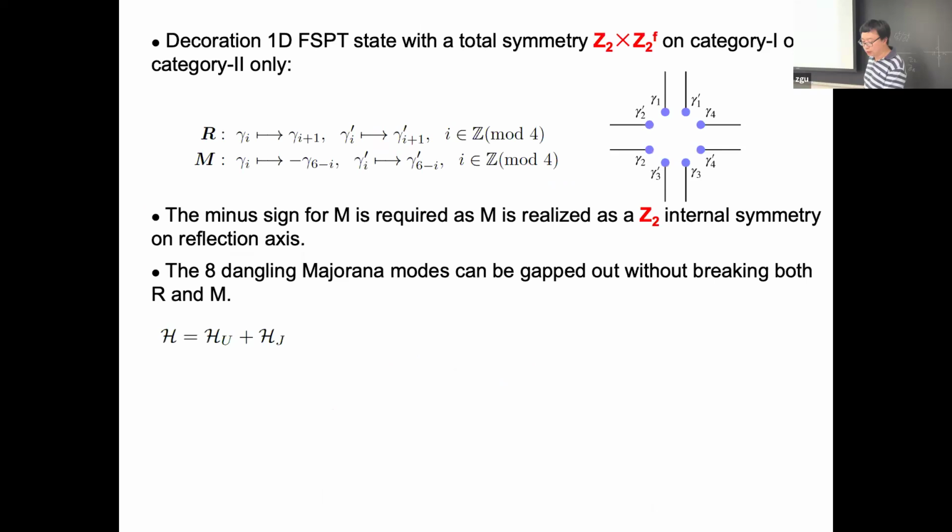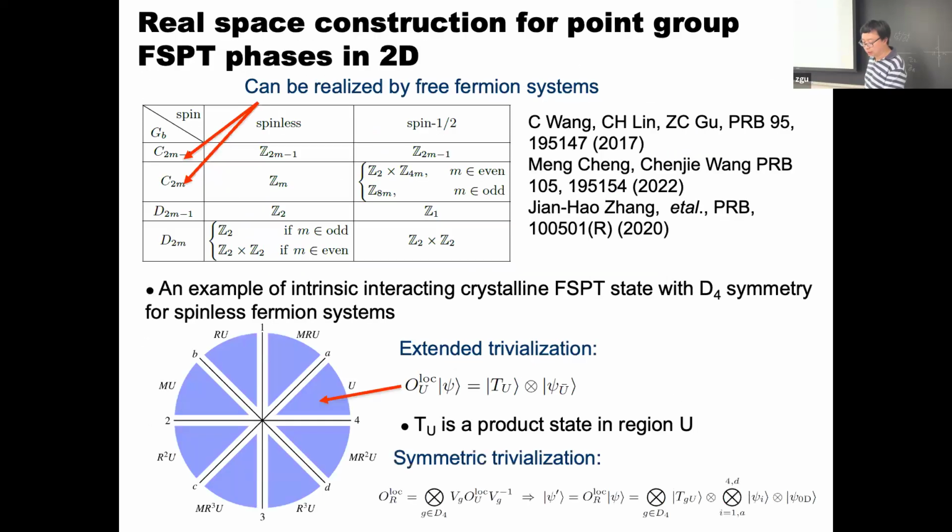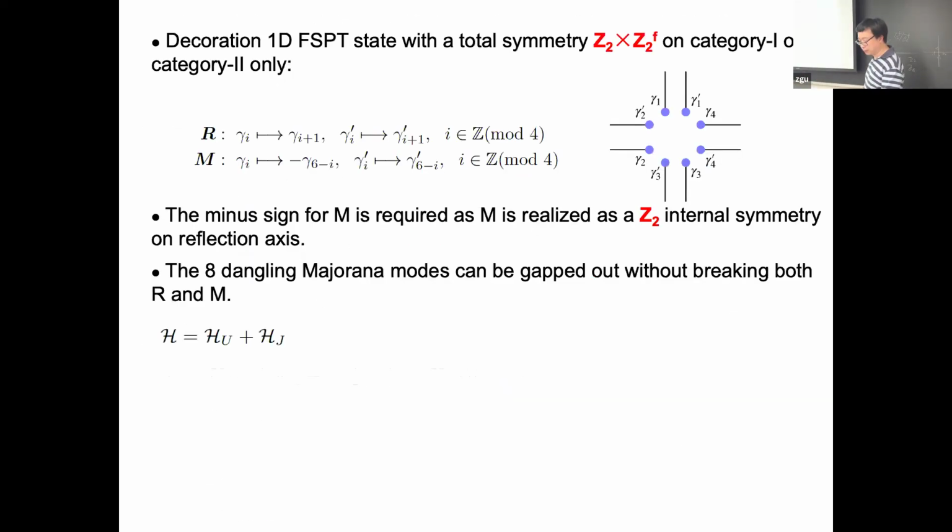But for the spin 1/2 system, if we go back to our previous table, we always just get a Z2 squared classification. I also want to emphasize that this Z2 squared consists of purely bosonic SPT states. There's no non-trivial fermionic SPT phase. The reason is also very simple.